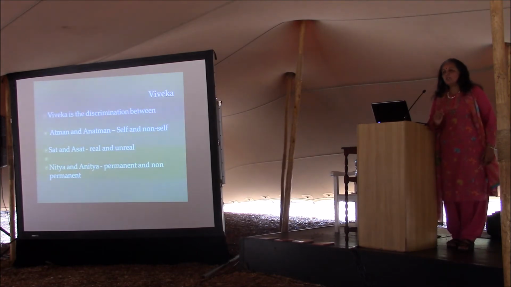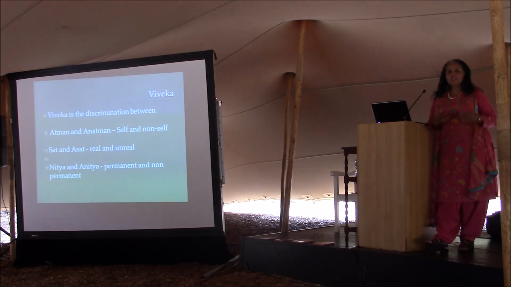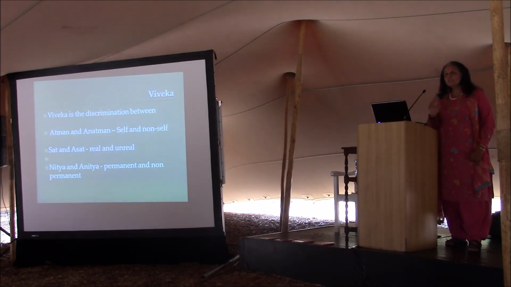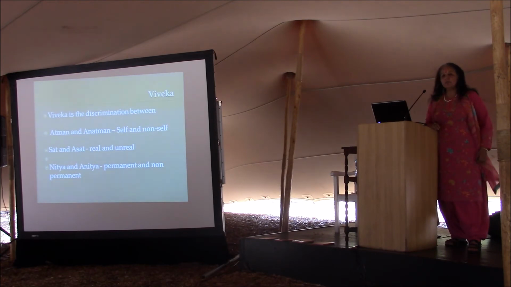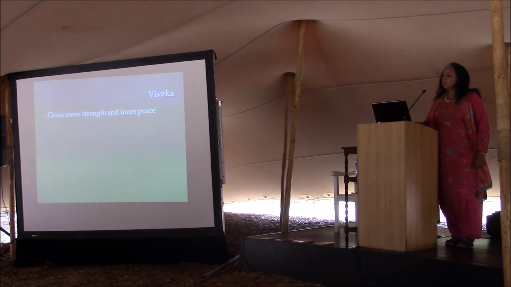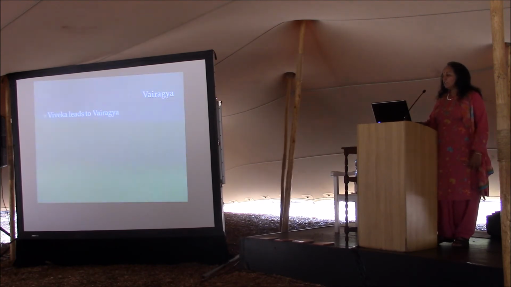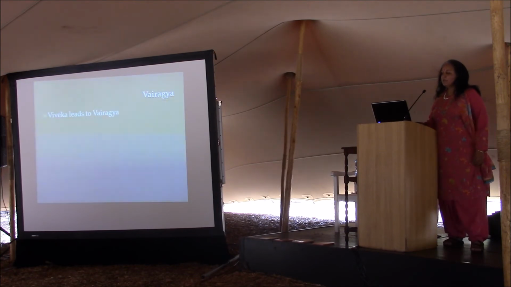And the book that I was telling you about, Viveka Chudamani, is also dealing with this. It's a very small book, but it's about dealing with what is the truth for you. So a person who wants to progress on the path of controlling their weakness must understand that they have the weakness, before they can develop anything further. So this gives inner strength and inner peace, because once you understand what is right or wrong, that is the first condition. The second condition is once we have Viveka, that leads to Vairagya.